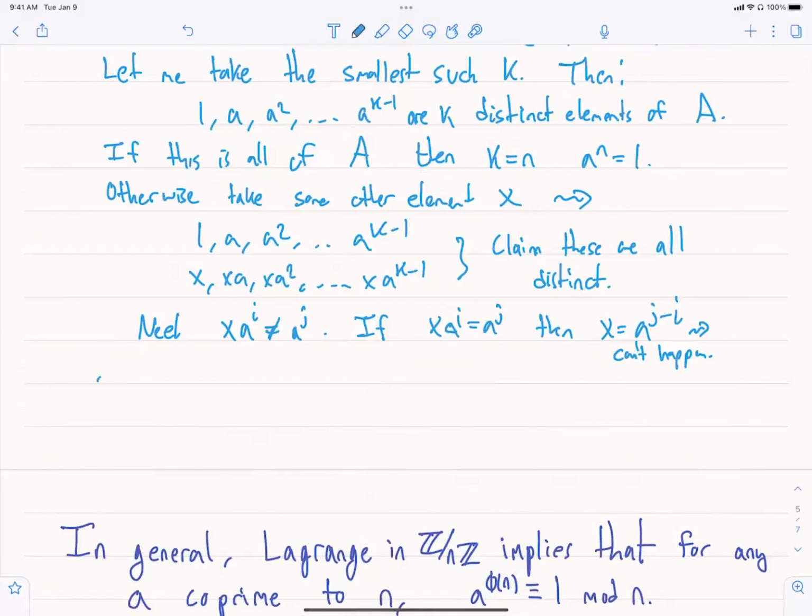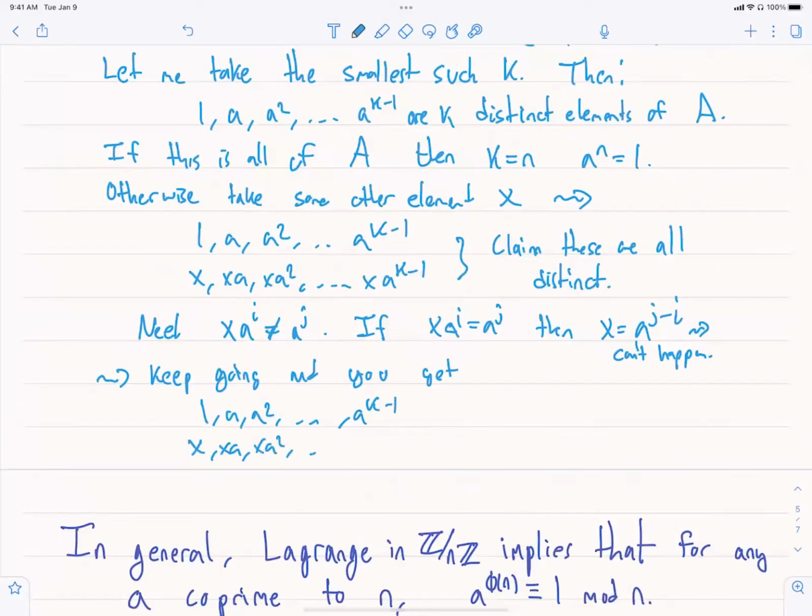So you keep going, and you get a table: 1, a, a squared, a to the k minus 1. Then I added an x, so x, x a, x a squared, x a to the k minus 1. Then I'd add in y, if I hadn't hit everything yet, and all those products, and these would all give me different things, and so on. I'll keep on doing this till I get everything.